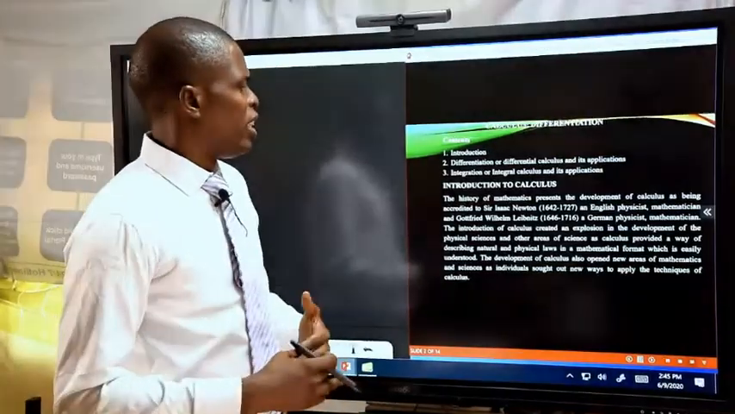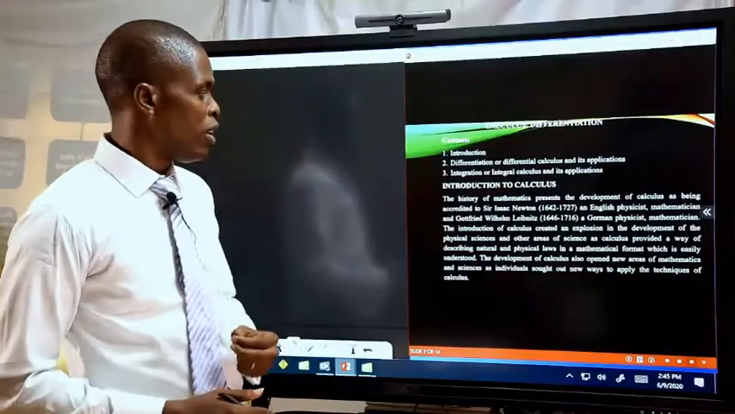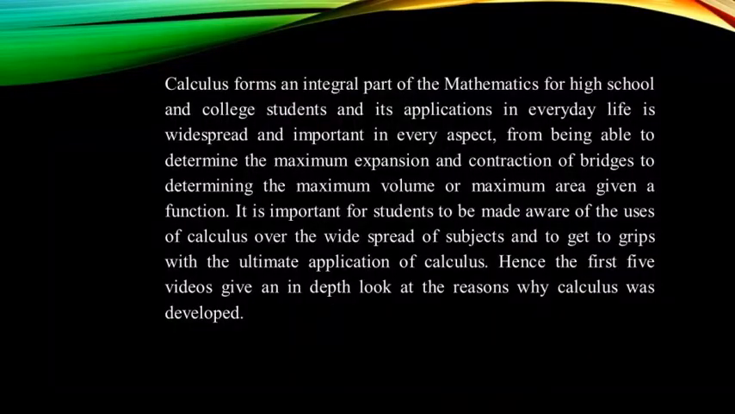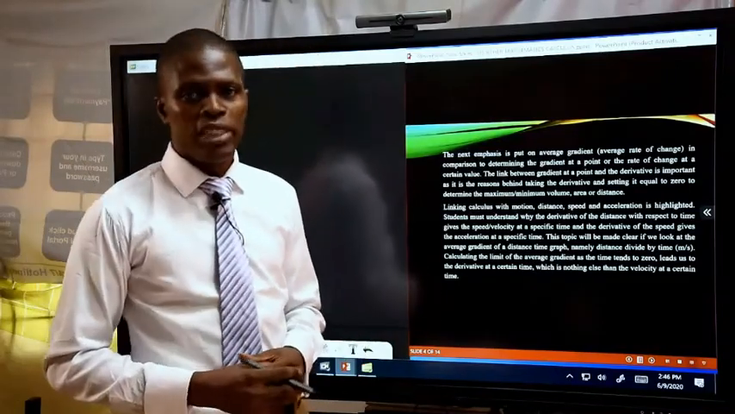Basically, in the history of mathematics, the development of calculus has been accredited to Sir Isaac Newton, 1642 to 1727, an English physicist and mathematician, and Gottfried Wilhelm Leibniz, 1646 to 1716, a German physicist and mathematician. The introduction of calculus created an explosion in the development of physical sciences and other areas of sciences and mathematics. Calculus forms an integral part of the mathematics for high school and college students and the universities, in our everyday life. So it's an interesting branch of mathematics.